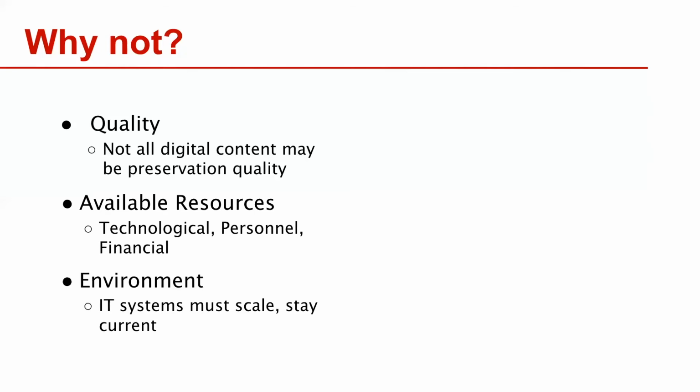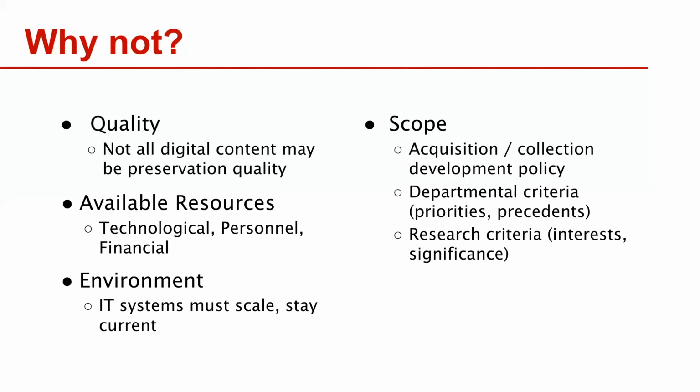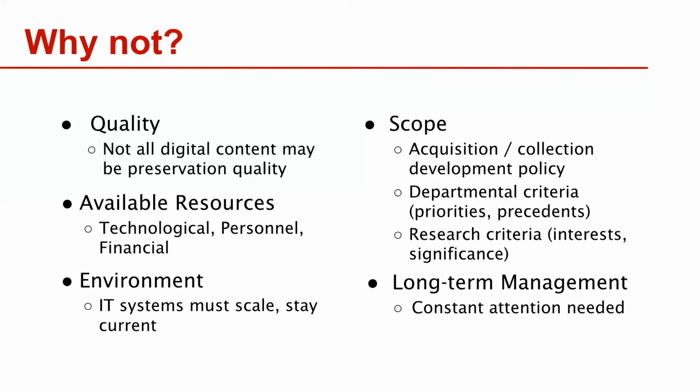What does your environment look like? Are you able to scale it and stay current as needed? This is similar to understanding your available resources. And scope. This is your collecting policy. This is that selection aspect. You want to only keep items based on your documented policies and criteria. Focus on the priorities or interests of your organization. And you need to remember that digital materials require long-term management. We can't put them on a shelf or a storage area and forget about them. We need to monitor them over time to make sure that they are still accessible. And the following slides go into a little bit more detail on these reasons.